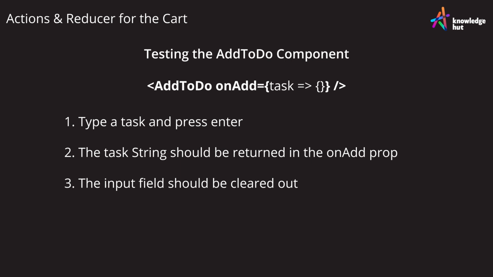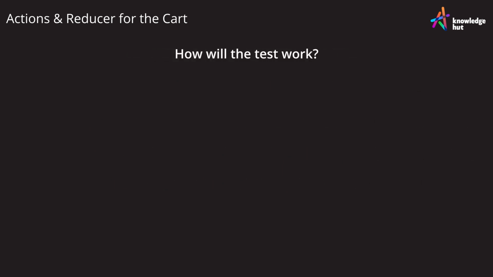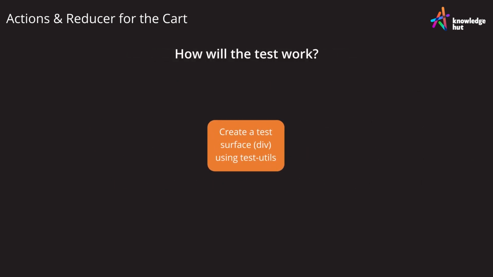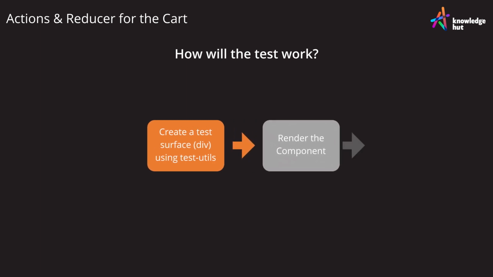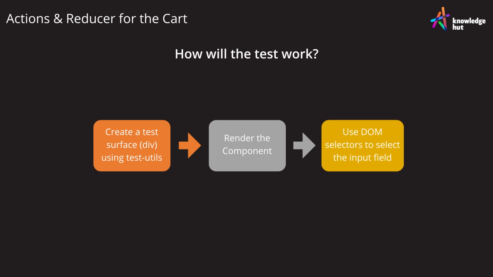Once the expectations are defined, the next task is to understand how this test would work. The first thing we'll do is create a simulated test surface in which we'll render our React component. So imagine a div within which we'll render the component in isolation. This would be achieved using the test utils from React DOM. Once rendered in this simulated environment, we get access to DOM selectors just like in the real world, so we can select the input field to type in.